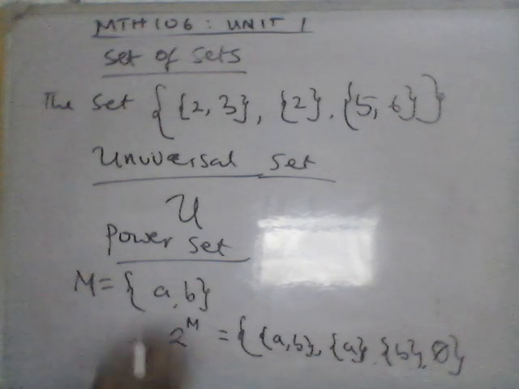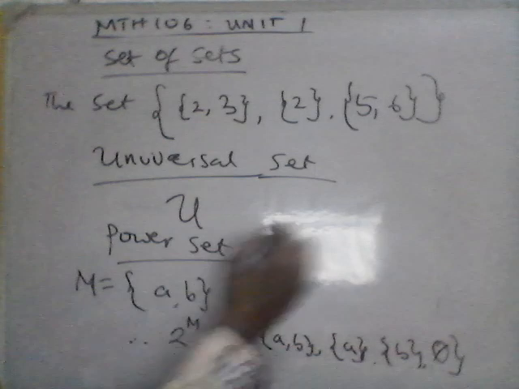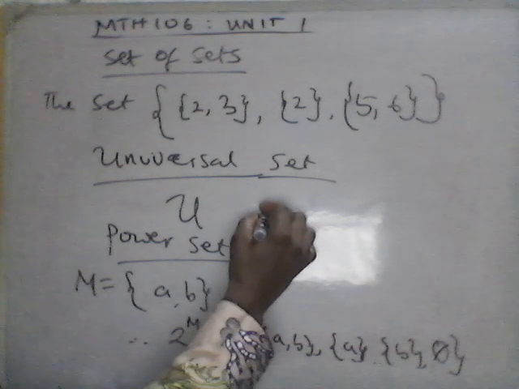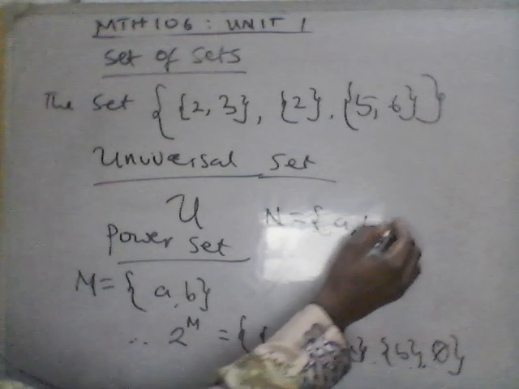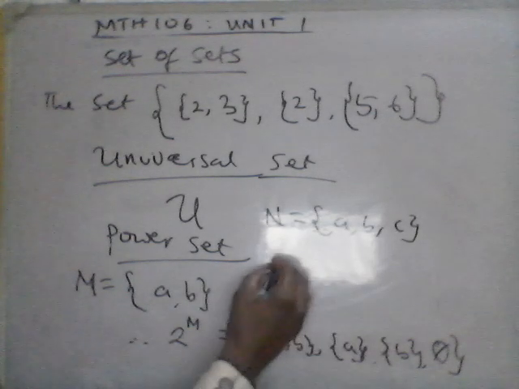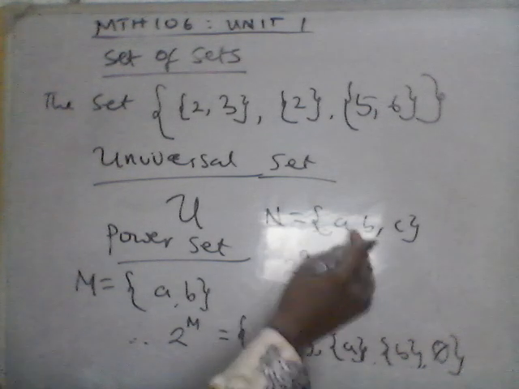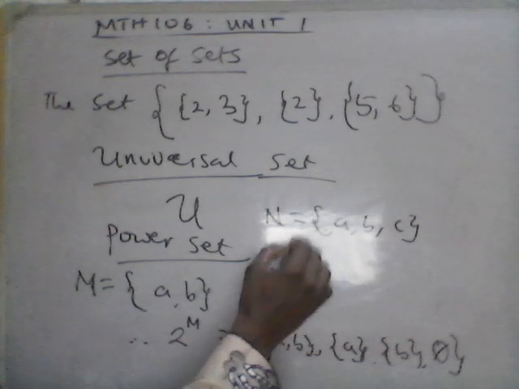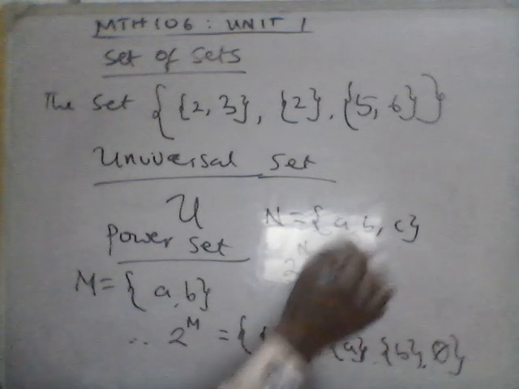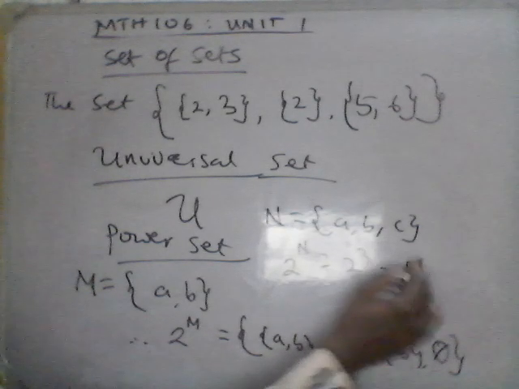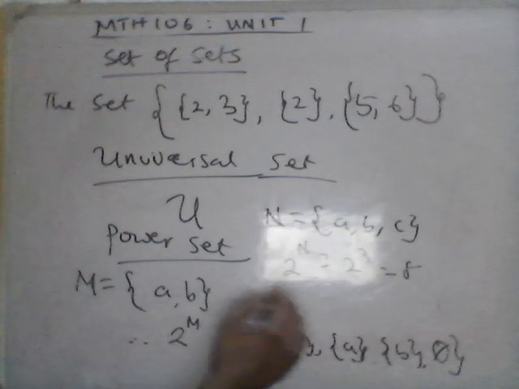If the number of elements is 3, let's say for instance I put it here, I have n here equal to A, B, and C. So the number of elements in the power set is 2 raised to the power n. What is the number of elements inside here? n is 3: 1, 2, 3. So 2 raised to the power 3 is equal to 8. So I should have 8 elements in the power set. How can I have the power set?